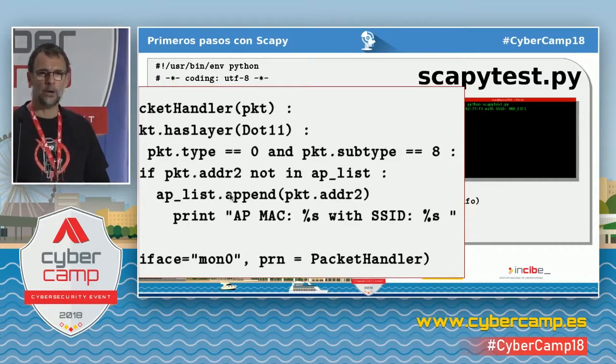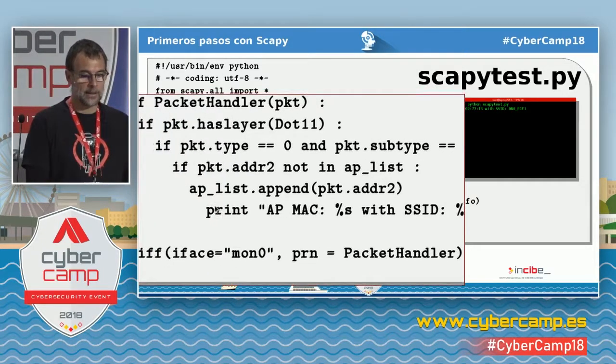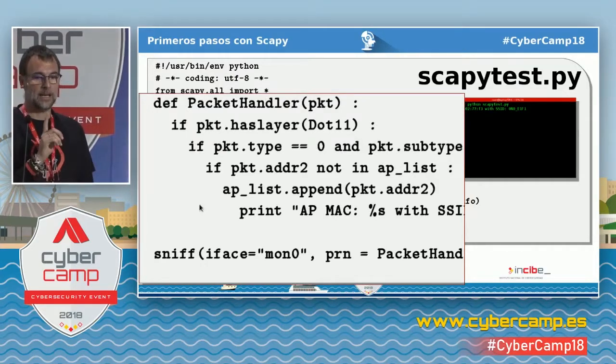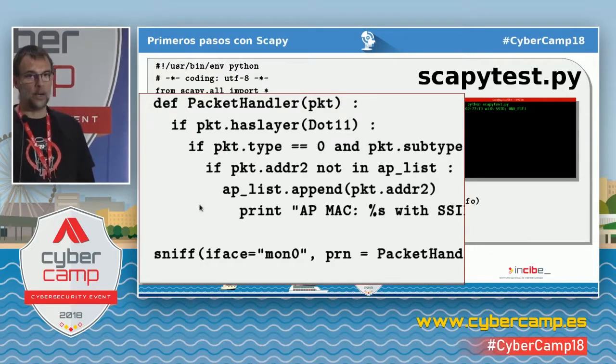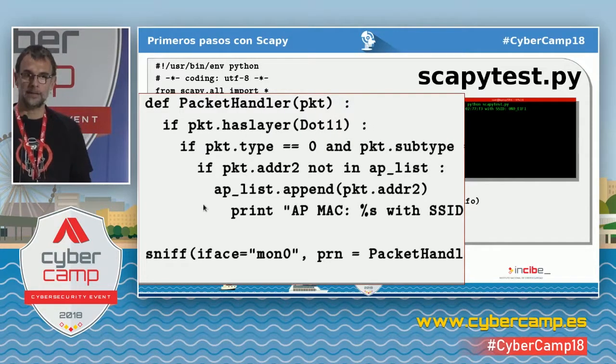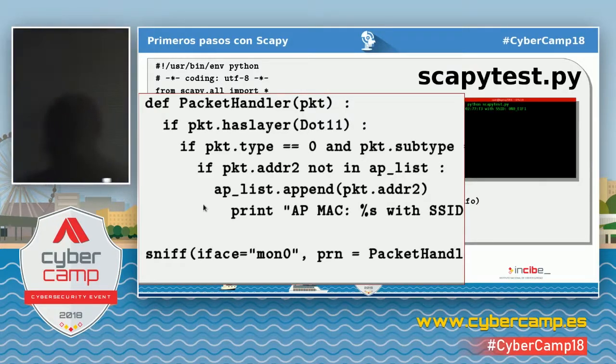So if the packet is subtype number 8, then that's a beacon. Well, that's a good one, right? I'm interested in that. Then I say if address number 2 on the packet, which is the origin, right? If it's not on your root list of APs, then please continue.